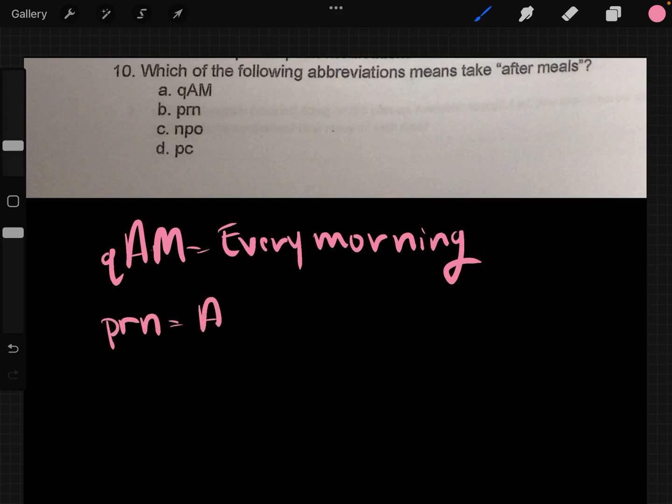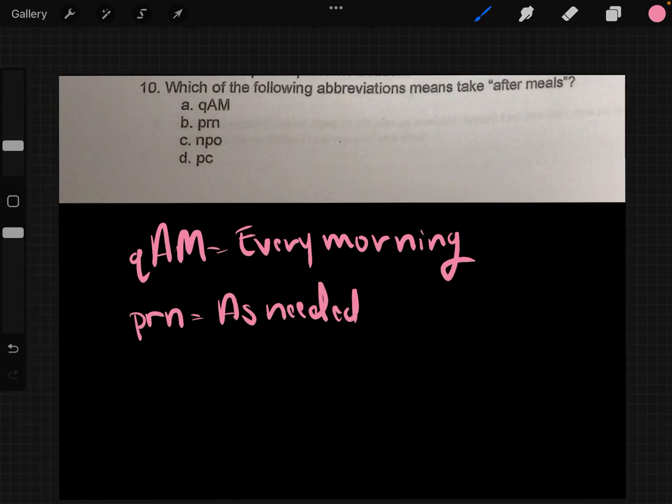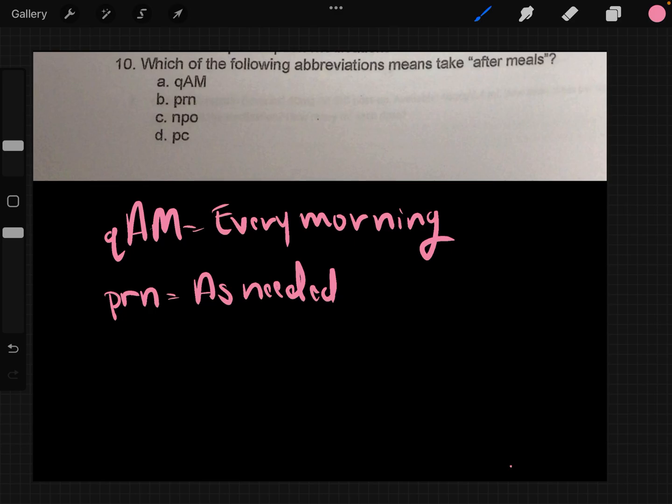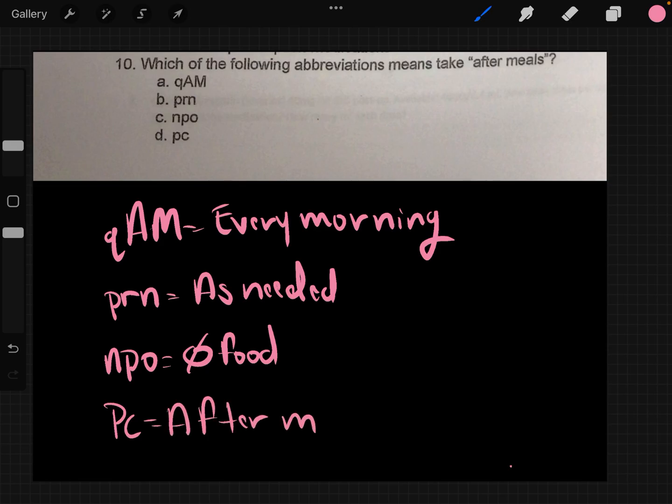PRN equals as needed. The NPO is equal to no food. So this is when they can't be eating or drinking anything. It's usually done like pre-op. And then PC is after meals. Even though the question was only asking about PC, I think all of these are important to know.